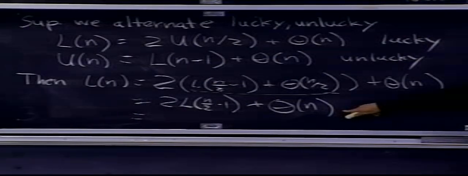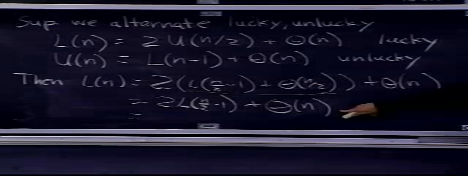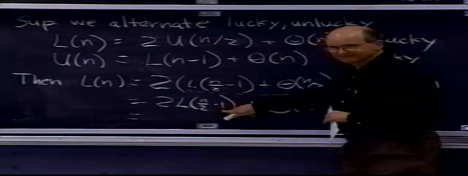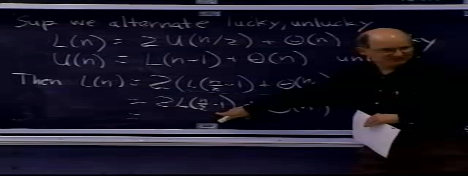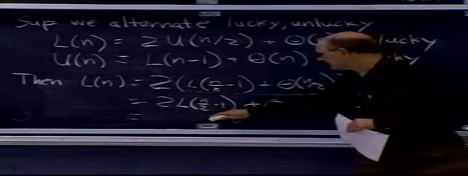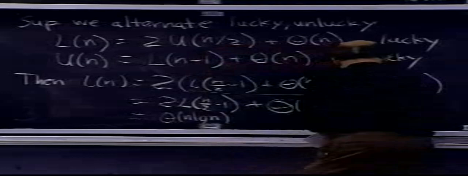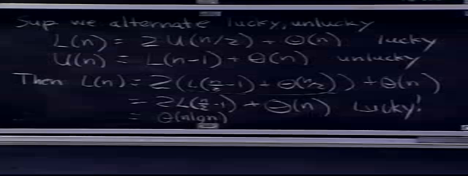What's the solution to this? This is going to be n log n. The fact that I subtract 1 here, turns out, doesn't make much difference. It's sort of like a floor or a ceiling. So this is actually theta of n log n, which is lucky. It's our lucky day.